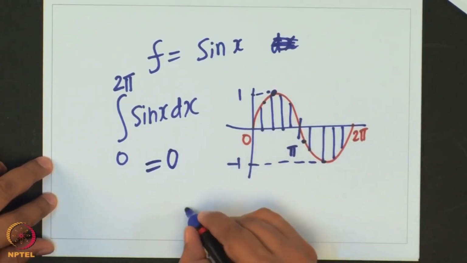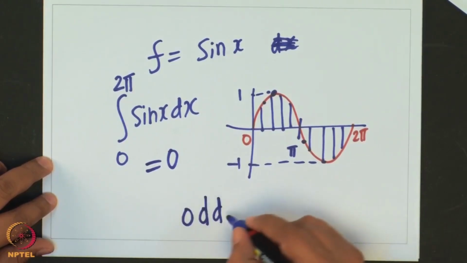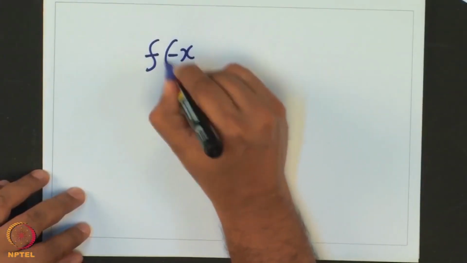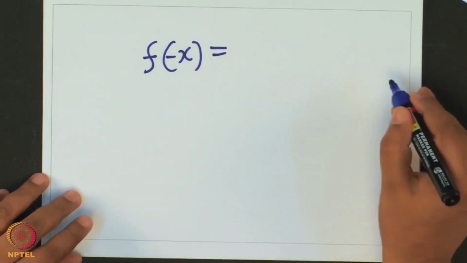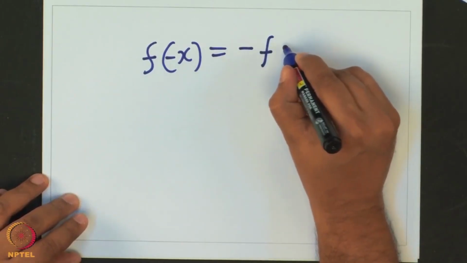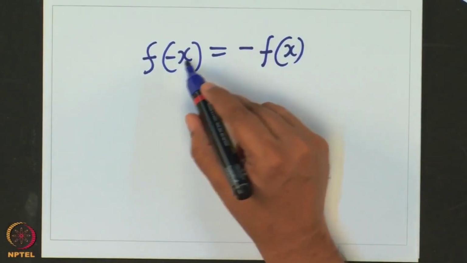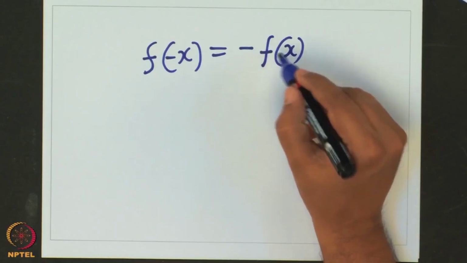And this is true for all odd functions, which we would see. Let us see, what is an odd function? If you have a function for which f of x is equal to minus f of minus x, or rather, f of minus x is equal to minus f of x. That is, f of minus x is just f of x with a minus sign.